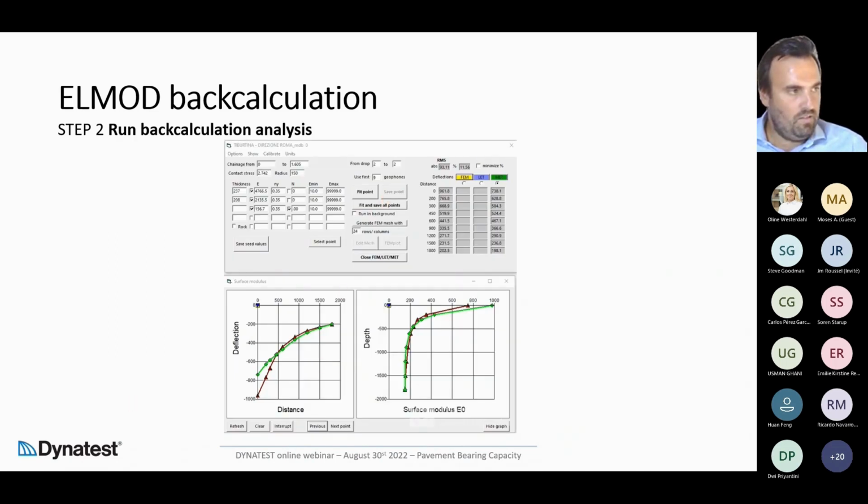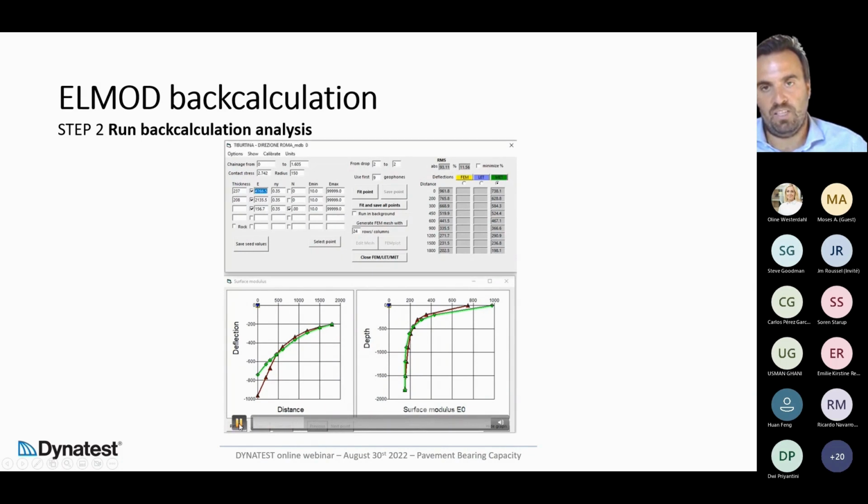And here you see that now we have the seed values for these 3 layers. The red one is the measured deflection, as in the example before, and the green one is the calculated deflection. These are the seed values, but they are quite distant, so the operator has to adjust them manually for the first attempt.